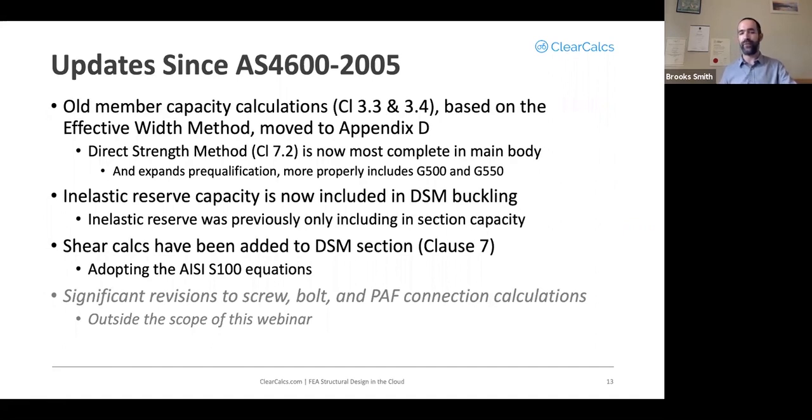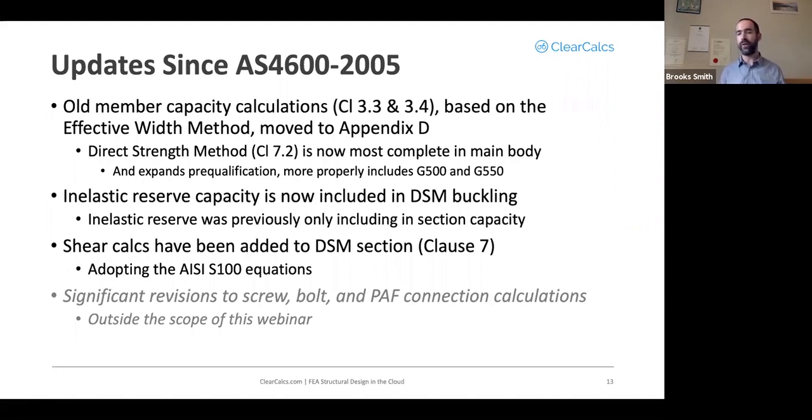The changes since 2005 have also expanded the pre-qualification for direct strength method, essentially allowing the direct strength method with known values to be used for most possible sections you're going to encounter in design. In particular, it's including G500 and G550 steels in the pre-qualification, which are quite common. Further, inelastic reserve capacity is now included within the direct strength method buckling capacities as well. Previously, inelastic reserve was only included in the section capacity for a cold form steel member, but now it's in all of your buckling capacities as well.